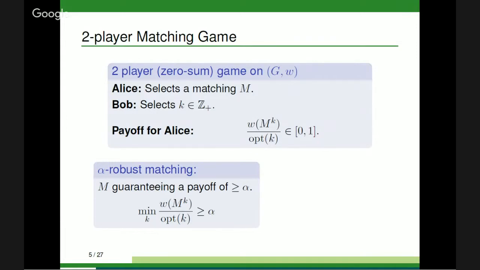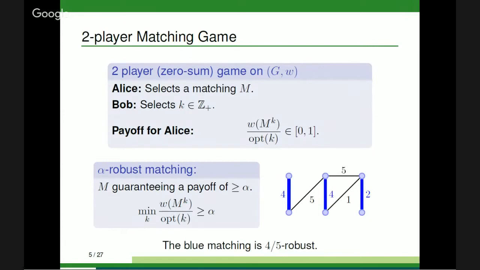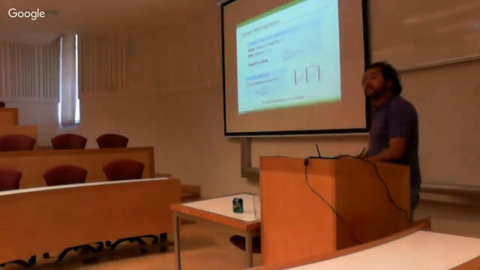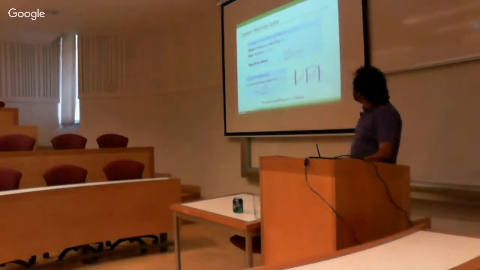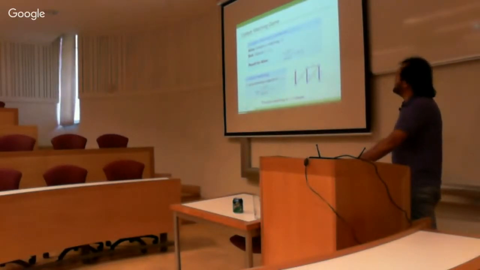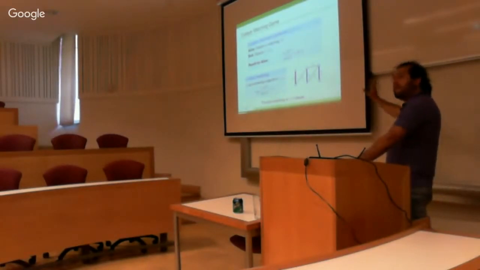Okay? So the same example as before, this blue matching is 4/5 robust. If Alice plays this matching, it doesn't matter what k Bob selects, she will get at least a payoff of 4/5. So that's the definition that I need to explain our results. So is the game clear?